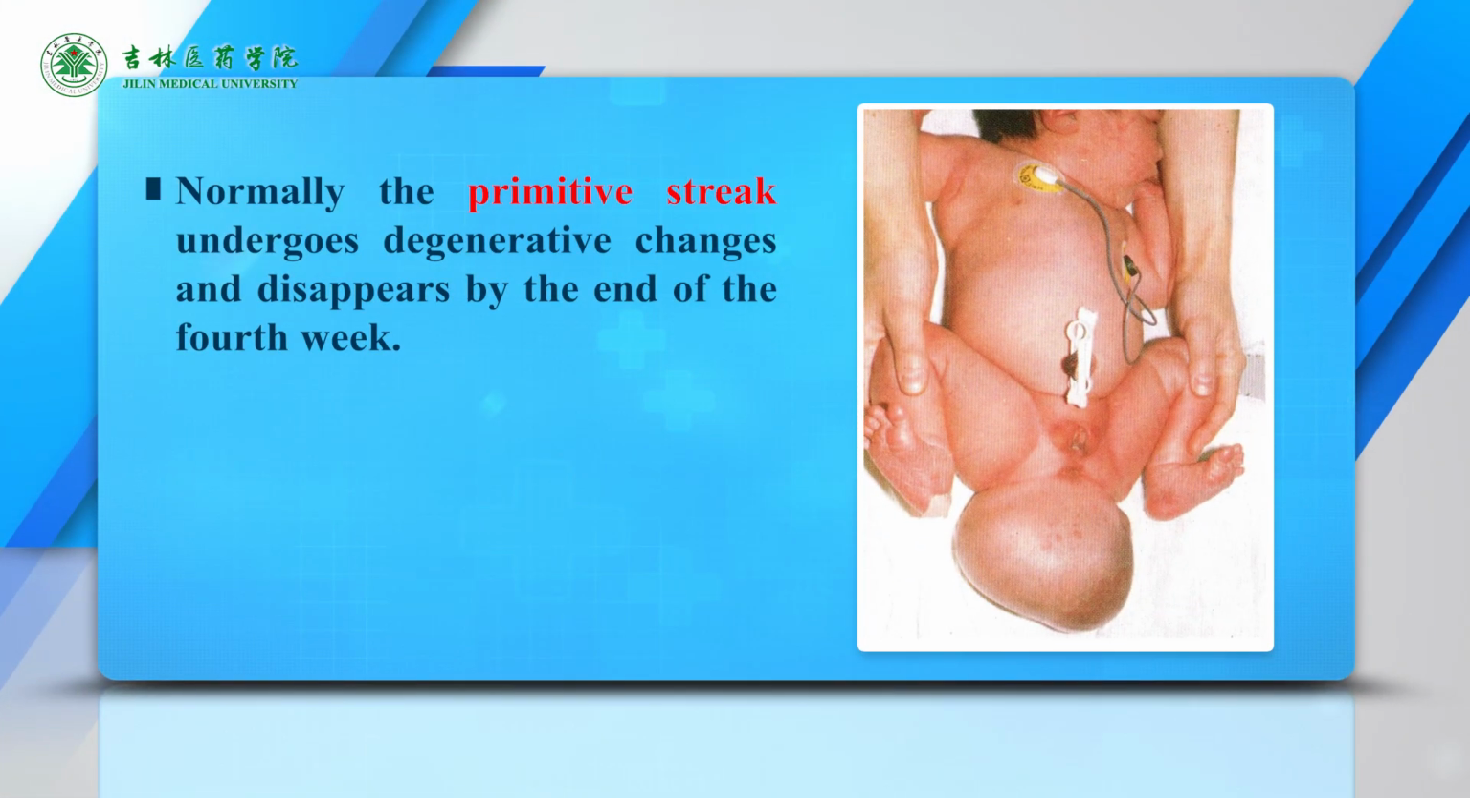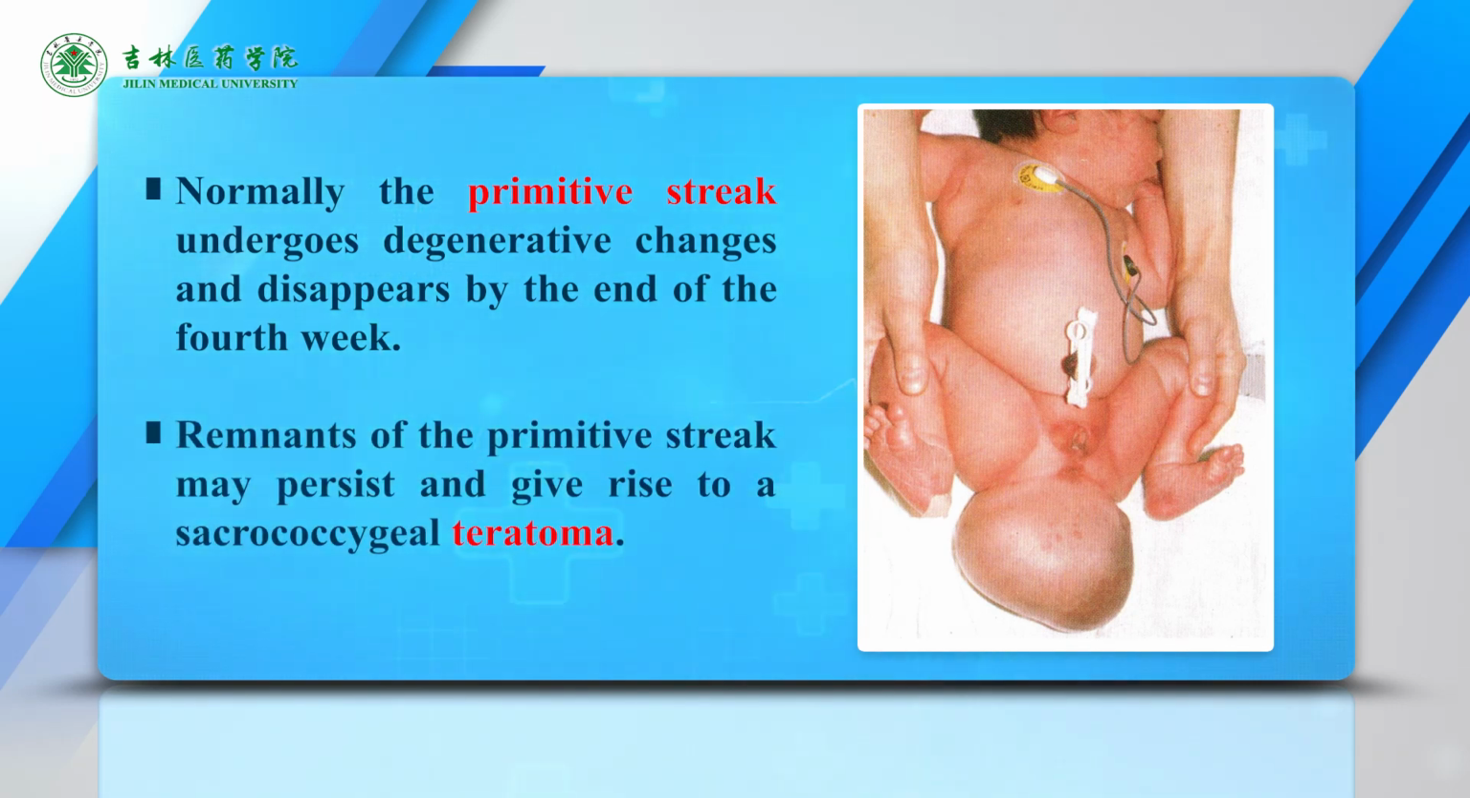Normally, the primitive streak undergoes degenerative changes and disappears by the end of the 4th week. In the future, if the cells of primitive streak remain, they can proliferate and differentiate to form teratoma composed of various tissues in the sacrococcygeal region.